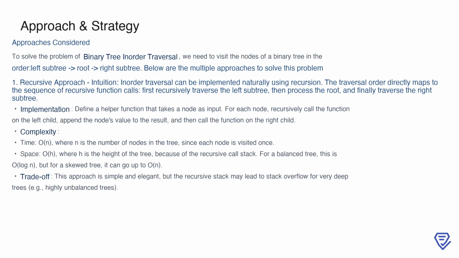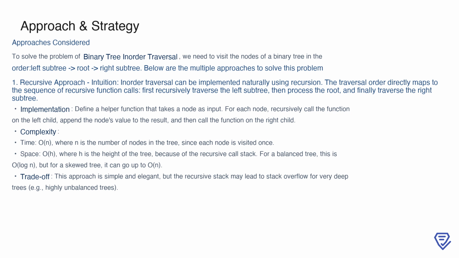To solve the problem of binary tree Inorder traversal, we need to visit the nodes of the tree in a specific order. First the left subtree, then the root, and finally the right subtree. One intuitive way to achieve this is through the recursive approach. Since the traversal order directly mirrors the sequence of recursive function calls, we can define a helper function that takes a node as input. For each node, we first call the function recursively on the left child, then we process the root by appending its value to the result, and finally, we call the function on the right child.